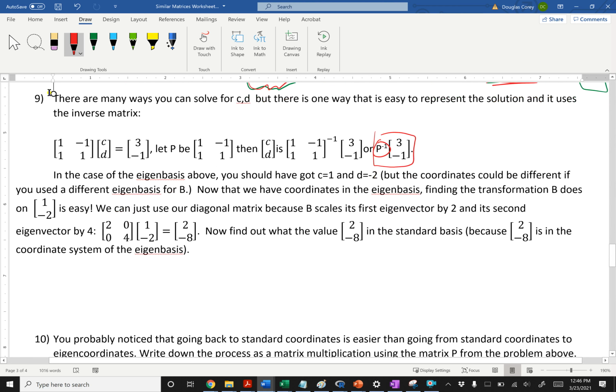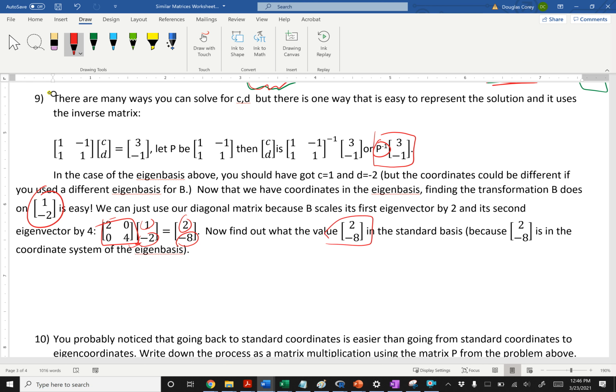Okay, so now that we have our coordinates in our eigenbasis, the scaling is easy. We can just use this. We know that it stretches 2 in the first direction. It doubles the first eigenvector, and it quadruples the second eigenvector. And if we're at 1 of the first eigenvectors, we're going to end up with 2 of the first eigenvectors. And if we're at negative 2 of the second eigenvectors, multiply that by 4, we're going to have a negative 8 of those eigenvectors.